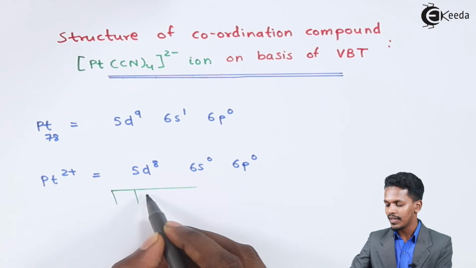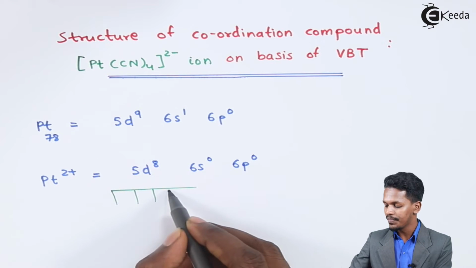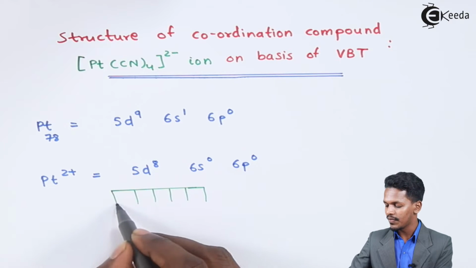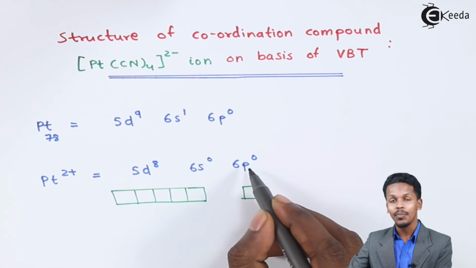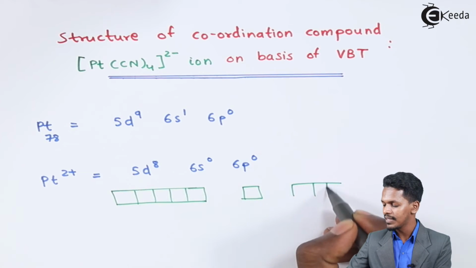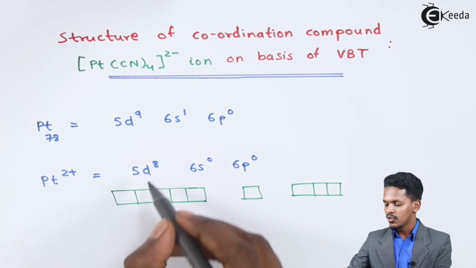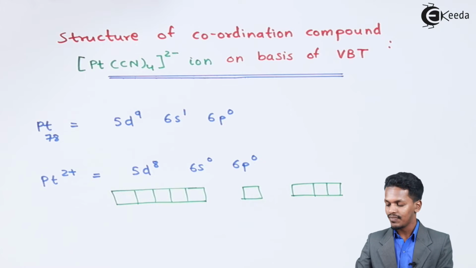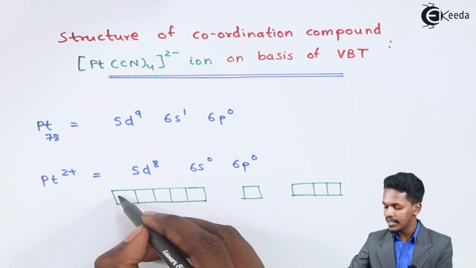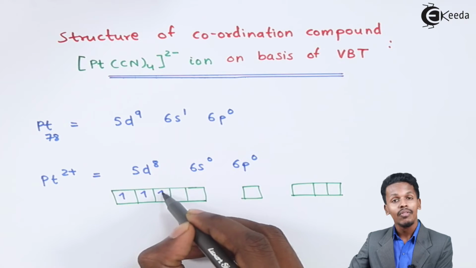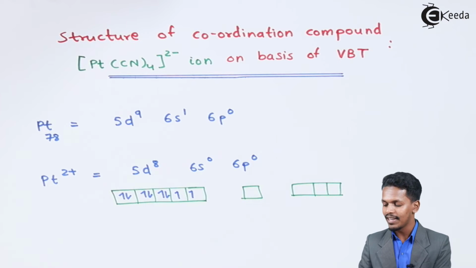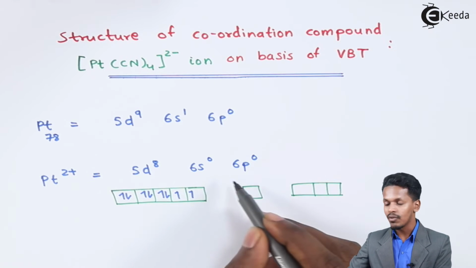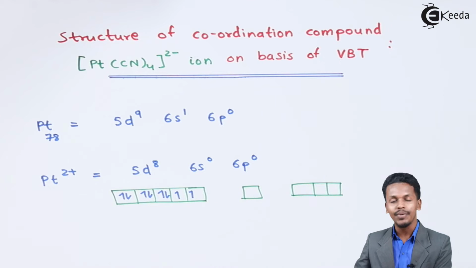And if we are concerned with the orbitals, we understand that the d subshell consists of 5 orbitals, that is 1, 2, 3, 4, and this is the 5th one. The s subshell consists of only 1 orbital, while p consists of 3 orbitals. That is what we know. So here there are 8 electrons, and we have to fill them according to Hund's rule. So this is 1, 2, 3, 4, 5, 6, 7, 8 electrons, and there is no electron in the s orbital and no electron in the p orbital.